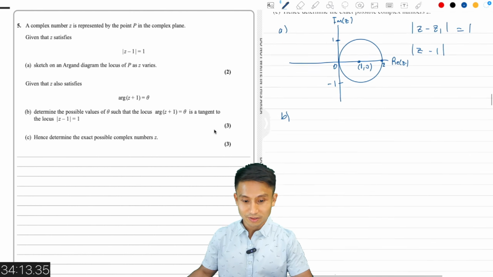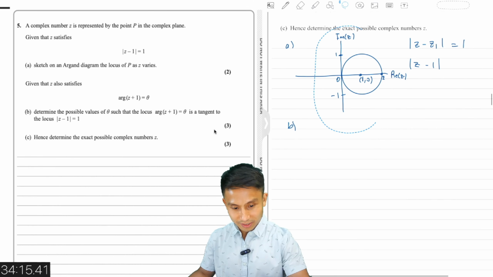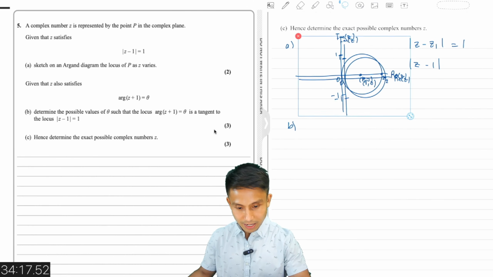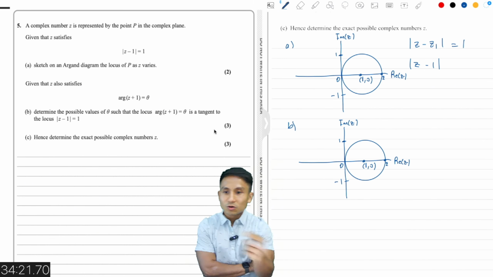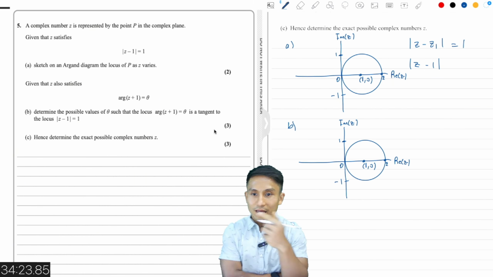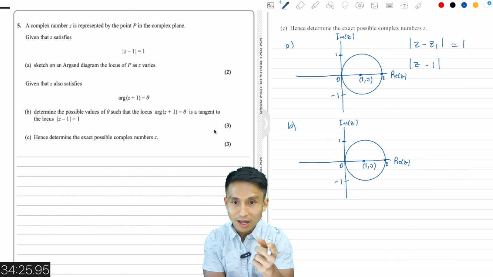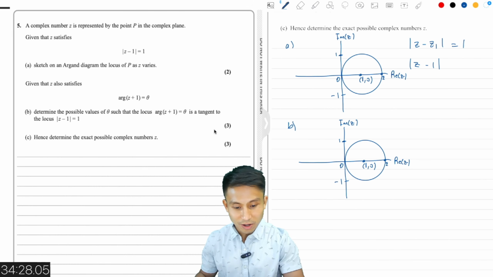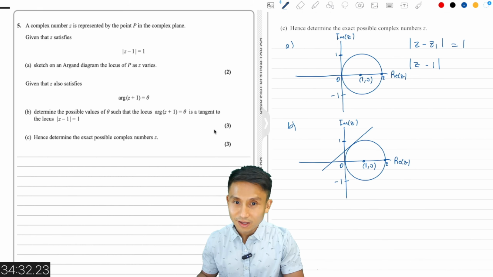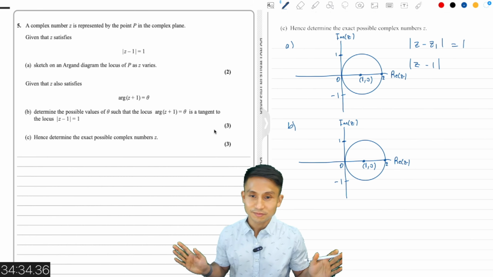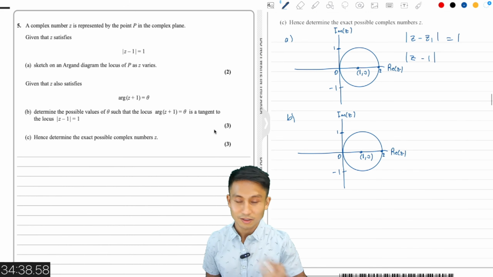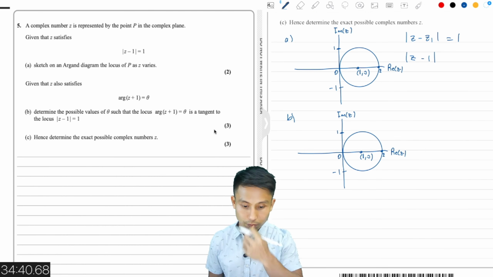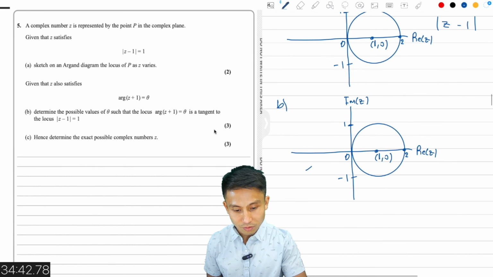Okay, so we're going to copy this and then consider the second part now. The circle is fixed here because it's from part A, but we want the half line to be a tangent to this. So how can we make that half line a tangent to this? Well, we can have this. Let's talk about the half line first. Theta. So it might look like this.